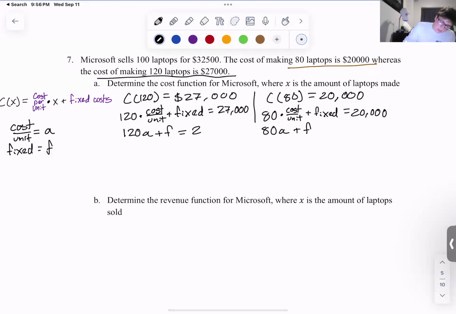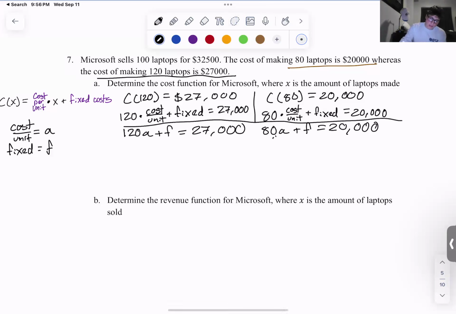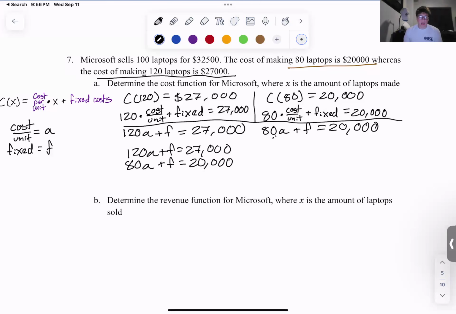120A plus F equals 27,000. And taking this equation right here, 80A plus F equals 20,000. And 120A plus F equals 27,000. I'm just rewriting this that way you can see it a little bit more clearly as a system of equations. And now when it's in that format, what I can do is use substitution.